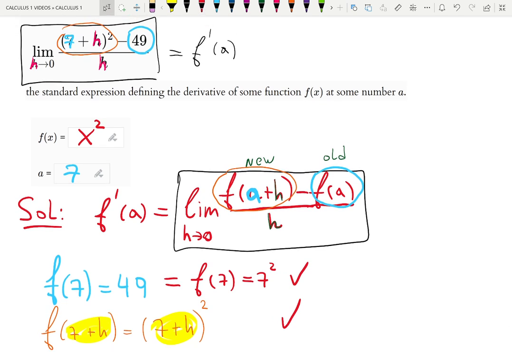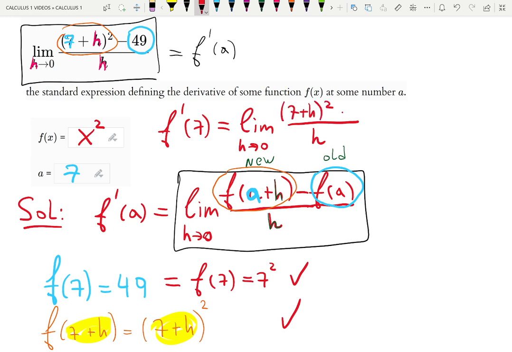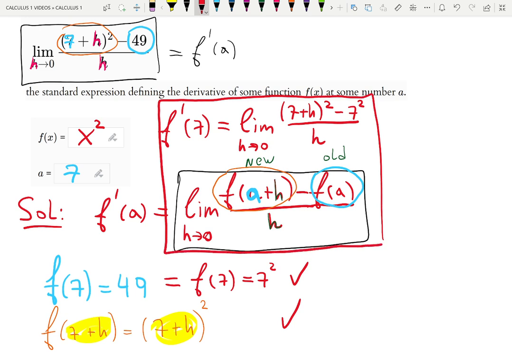Thus, the original function was x squared, the input was chosen as 7, and then we wrote a definition of the derivative as 7 plus h squared. Maybe I should write it down for you. The definition of the derivative at 7, which was x squared at 7 prime, is a limit as h goes to 0, h in the denominator, 7 plus h squared minus 7 squared. That is the match with the official original definition of the derivative.